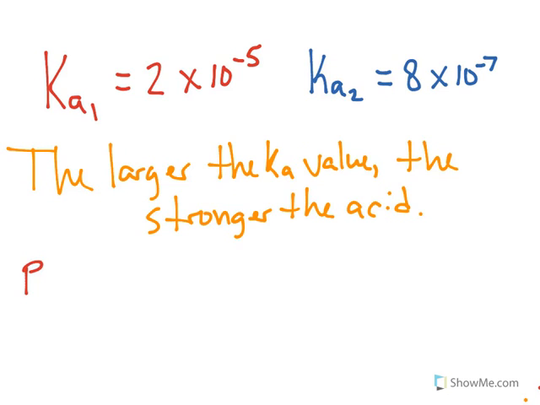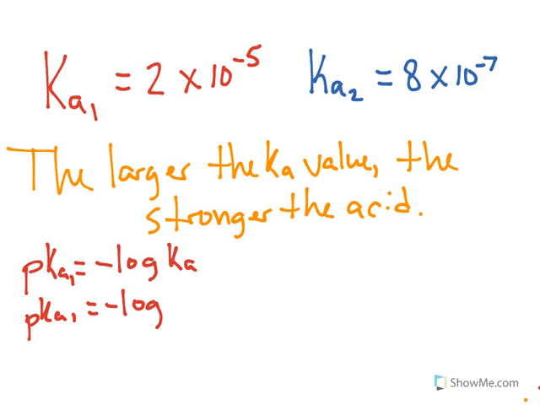And just like pH, the pKa is the negative log of the Ka. The only reason we do this is because when you take the negative logs of these small numbers, like these Ka values, it makes them easier to compare. So for example, pKa1, this is for acid number 1, equals the negative log of Ka1, which in this case is 2 times 10 to the negative 5th. And when we plug that in, we find that pKa1, or in other words, the first acid's pKa value is 4.7.